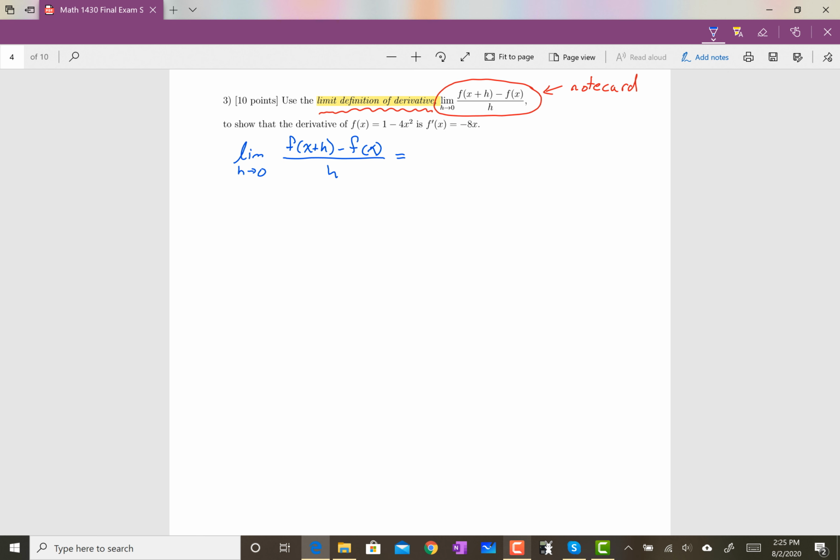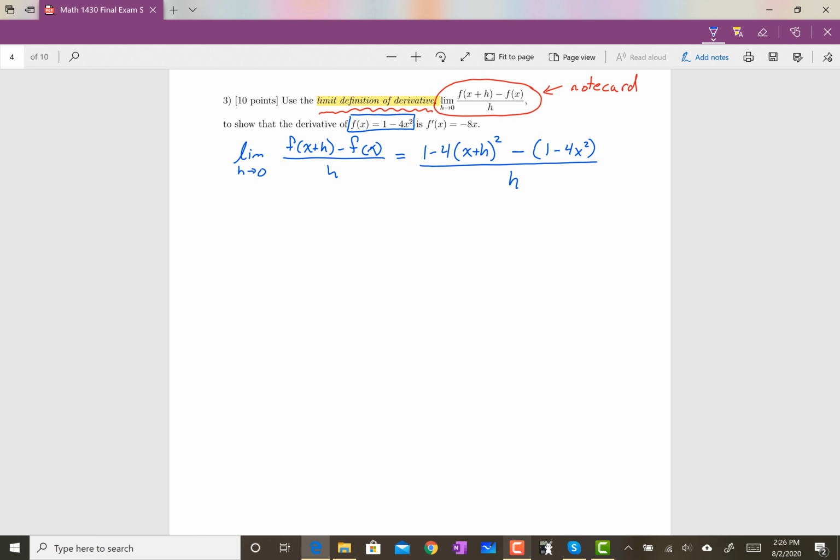It tells me to first find f of x plus h. That means I'm going to take my function and replace the x with the quantity x plus h. So I'll have 1 minus 4 times, instead of x, x plus h all squared. Then I have to subtract the original function, subtract f of x. Well, f of x is 1 minus 4x squared, and all of that is divided by h.